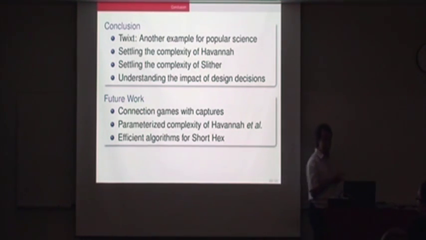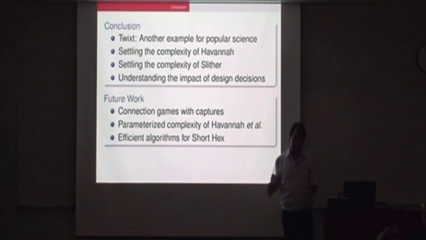So to conclude, we have settled the complexity of Havannah, we have settled the complexity of Slither, also that of Twixt. This could be useful for computer science, I believe. We understand better the design decisions between connection games and how they impact AI work on them. One thing that we have not looked at is those connection games where captures do occur. So in those connection games, maybe they will not be PSPACE-complete, maybe they will be EXPTIME-complete, because the number of stones on the board does not increase by 1 at every step. So that's a whole new class of problems to have a look at.